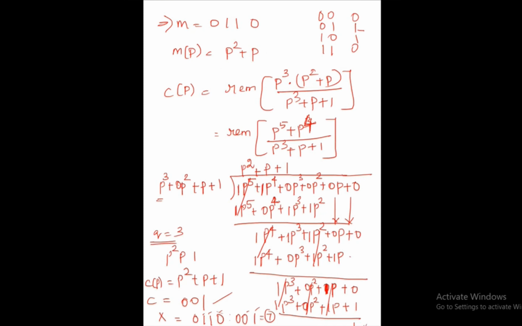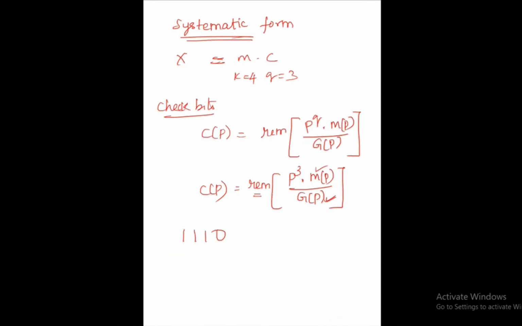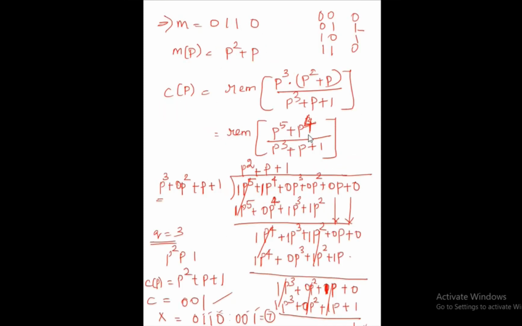And listen, students, one point you have to remember: after doing division, you have to consider the remainder only. Don't consider the quotient, okay? So your remainder here is 1. That's why I'm substituting 0, that's why I'm putting 001. If you consider the quotient, your answer is 111. You don't consider that. Always consider the remainder.